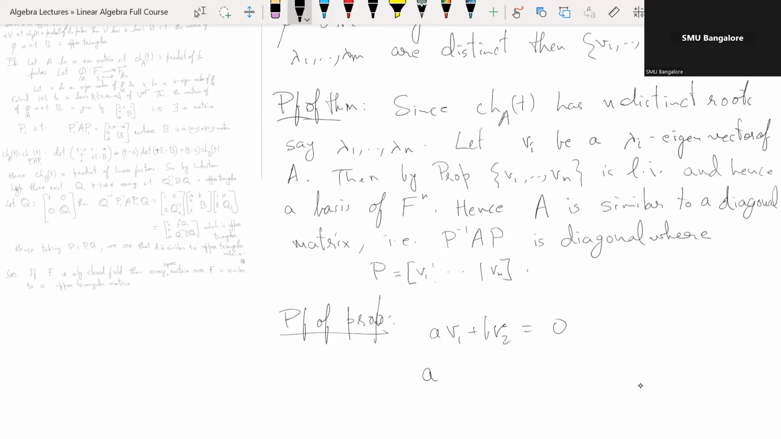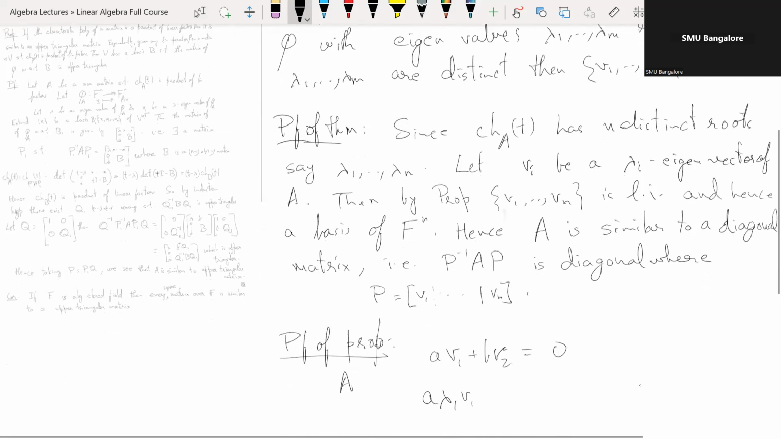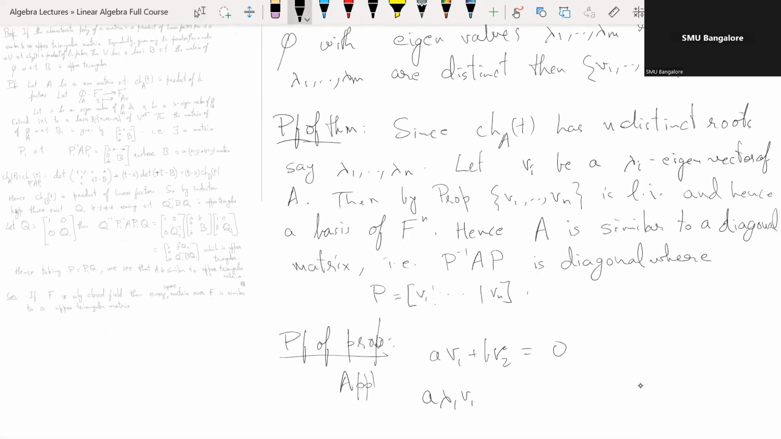If you apply phi, then what do you get? I've written the proposition in terms of phi. But phi V1 is just lambda 1 V1 and phi V2 is lambda 2 V2, so you get a lambda 1 V1 plus b lambda 2 V2 is also 0. And lambda 1 and lambda 2 are distinct, right? So you can eliminate one of them.